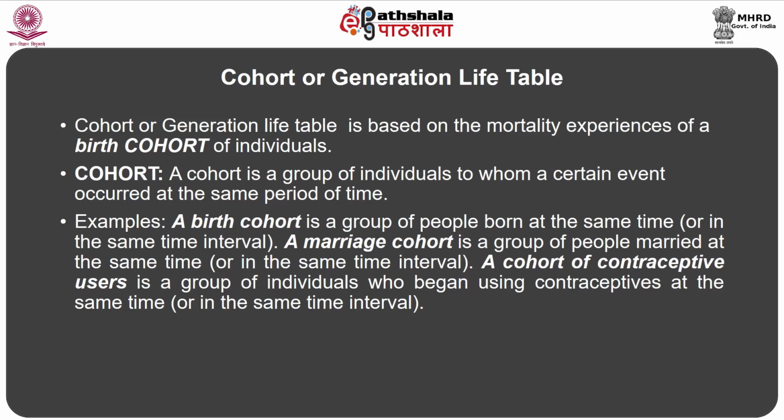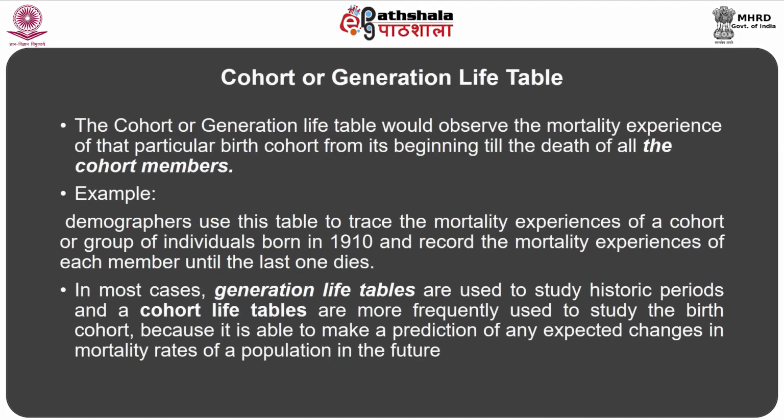Example. A birth cohort is a group of people born at the same time or in the same time interval. A marriage cohort is a group of people married at the same time or in the same time interval. A cohort of contraceptive users is a group of individuals who began using contraceptive at the same time or in the same time interval.